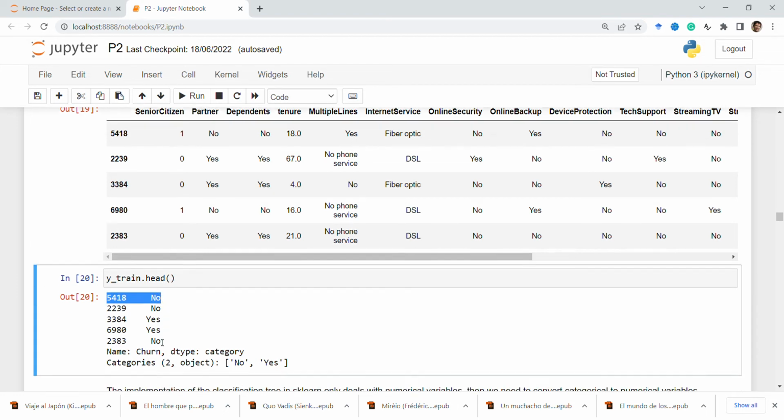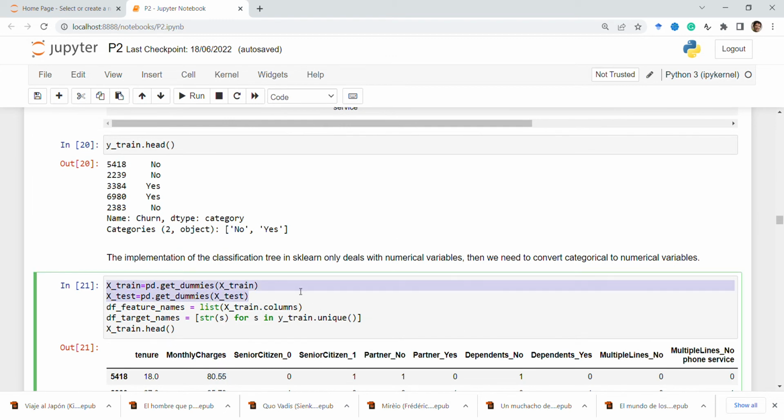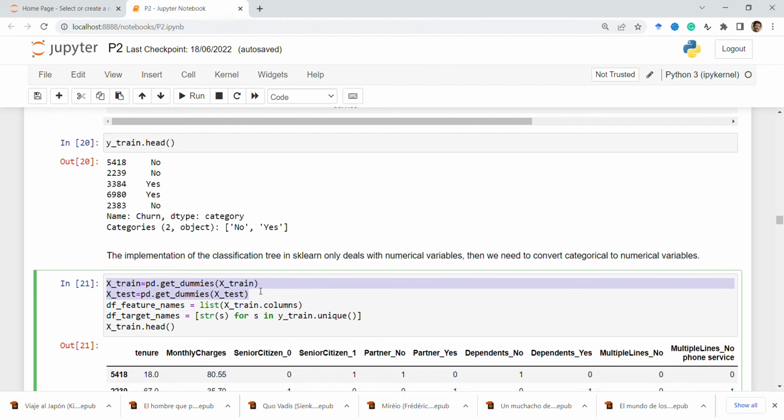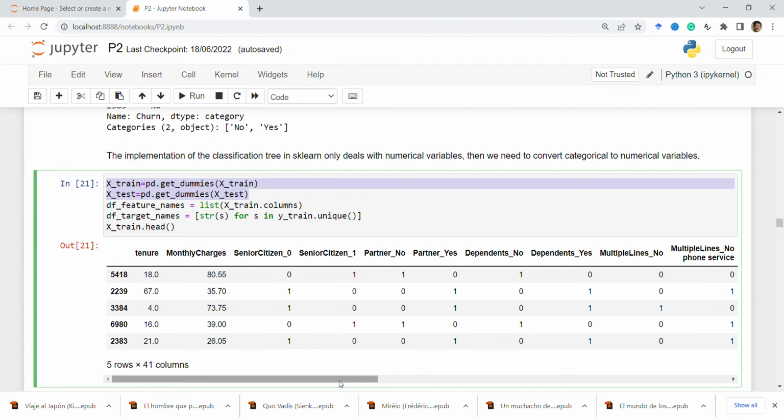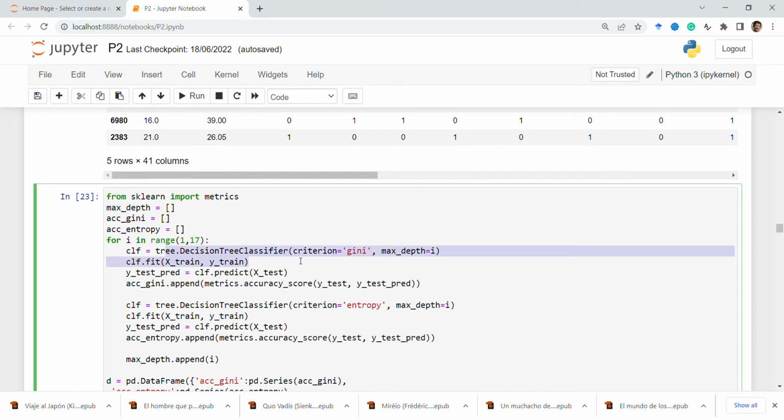the company. Okay, so now we play the same trick, that we expand the categorical variables into one-hot encoding, and then we name them like senior citizen 0, senior citizen 1, partner no, partner yes, dependents no, dependents yes, and so on. And they have this one-hot encoding. And then we train classification trees.